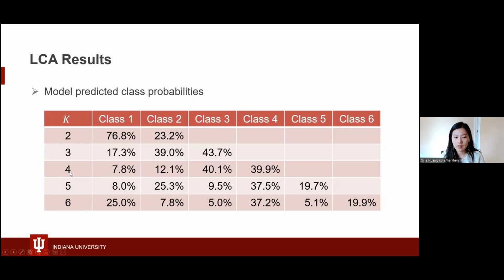And here is something for the 4-cluster solution, where the distribution can be less balanced, and also for the 5 and 6 clusters.